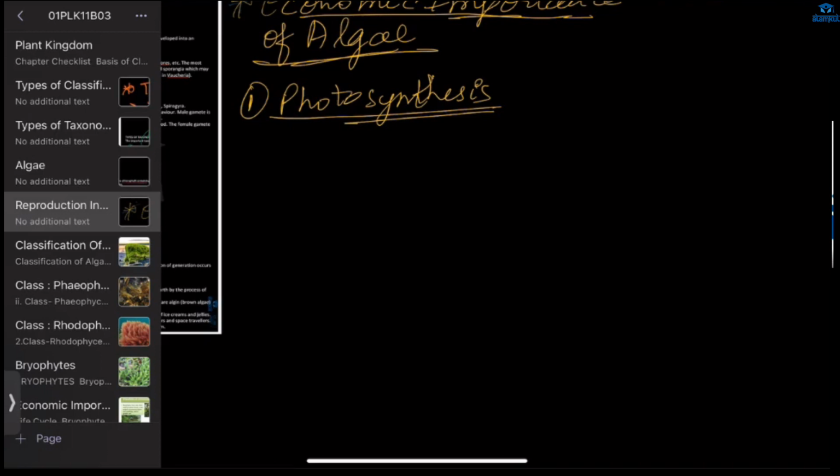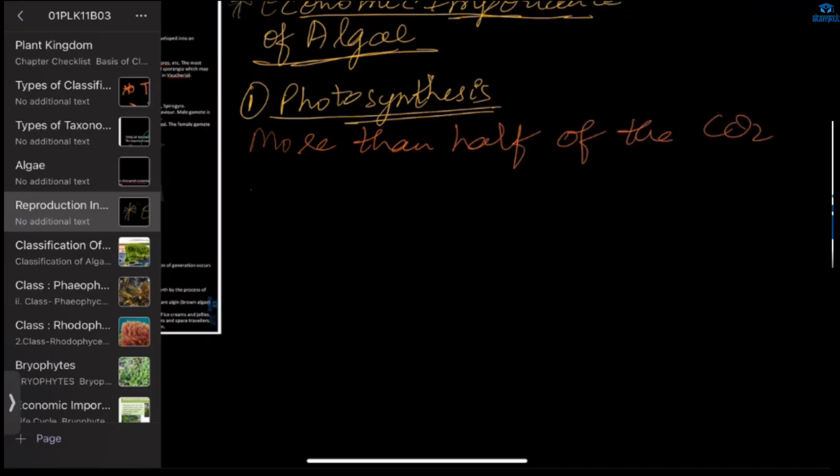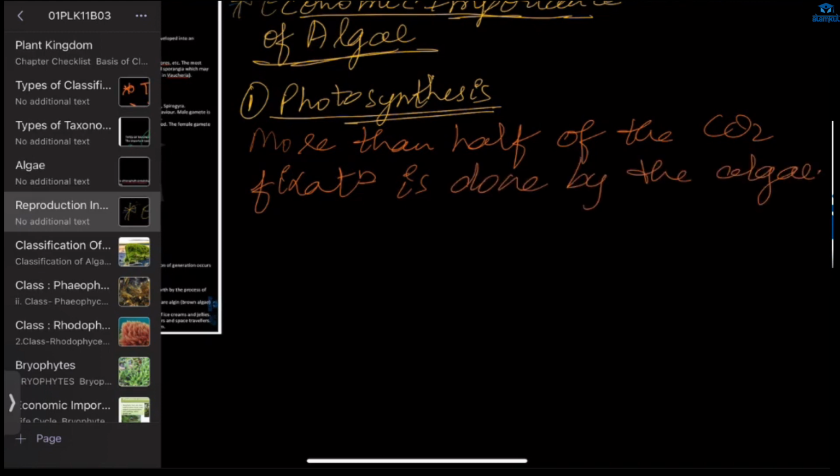Okay, so at least more than, not like this, more than 50%. Okay, how to form the sentence? More than half of the CO2 fixation, not 50%, half of the CO2 fixation is done by the alga. So altogether I'm taking the economic importance of algae, and the more than 50% of carbon dioxide fixation that happens, who does it? It is done by algae.